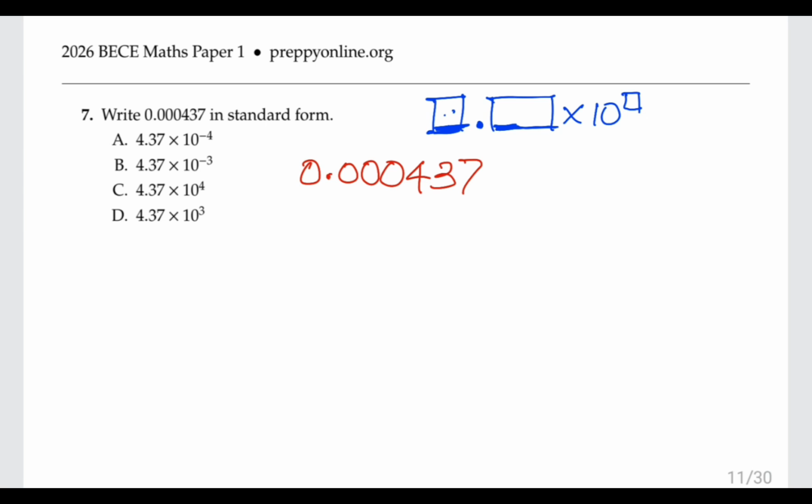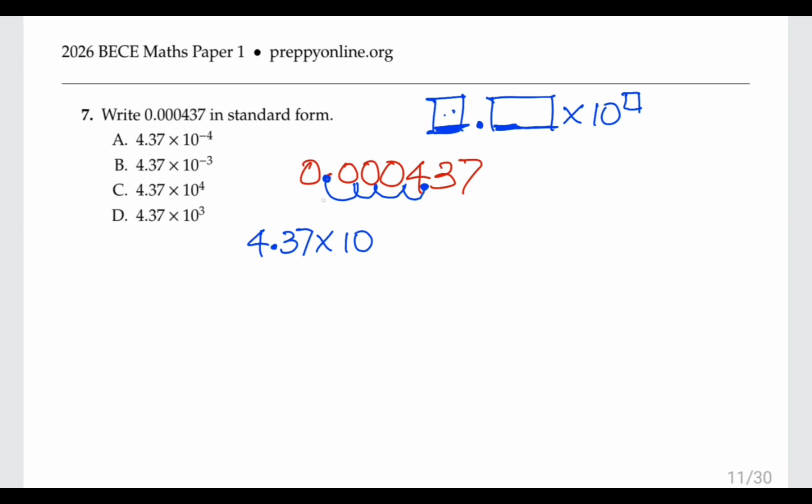between 1 and 9. But basically, the method is to move the decimal point 1, 2, 3, 4 times. So we have to move the decimal point 4 times to bypass all the zeros before and reach the first non-zero number. So that is going to give us 4.37 times 10 to some power.